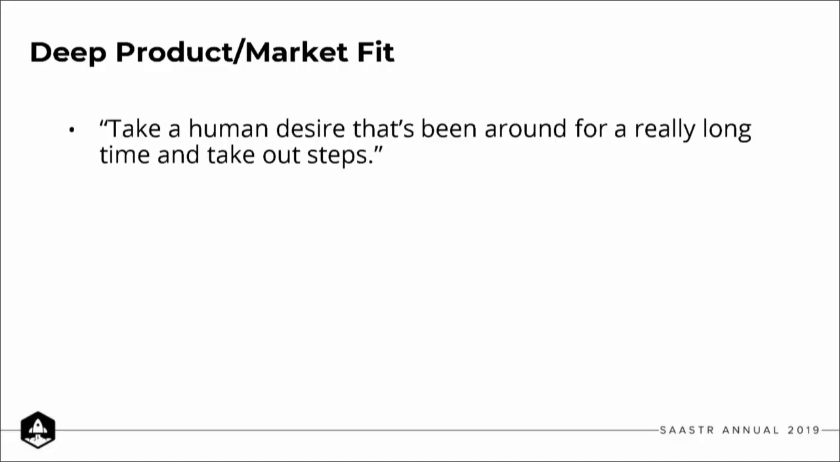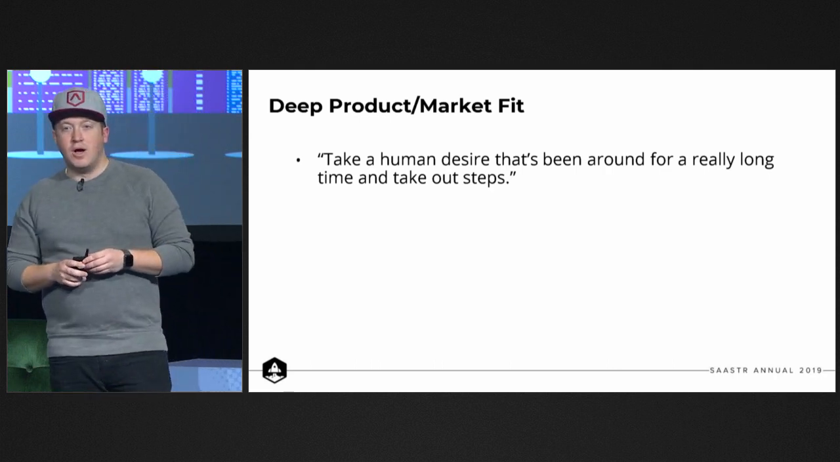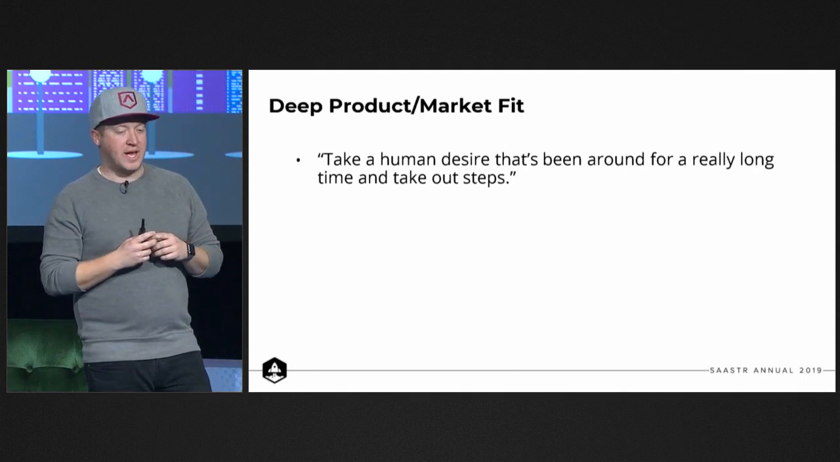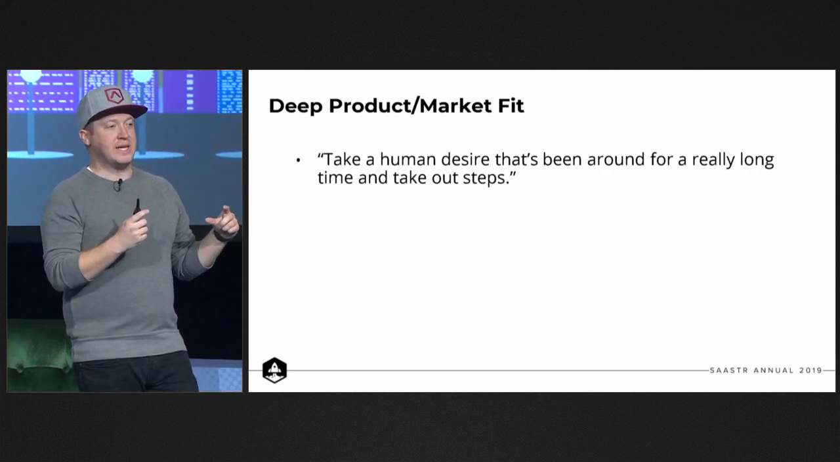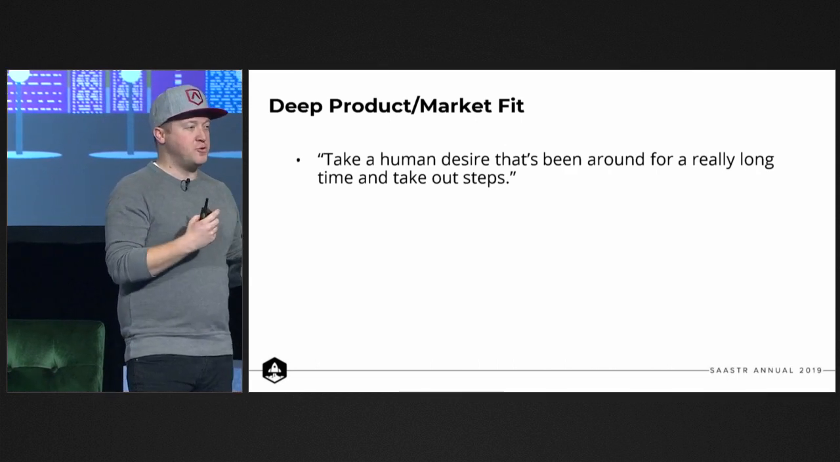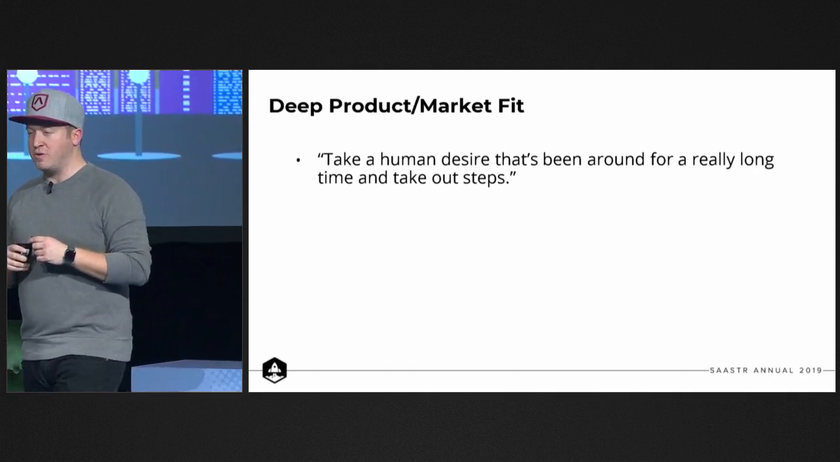The first thing that I think about is Ev. So Ev, the founder of Blogger and Twitter and Medium, he described it this way: take a desire that's been around for a really long time and take out steps. So the first aspect of obtaining that deep fit and driving CAC down is to find a need that is very, very visceral, that is fundamental to the human experience, that is just at a very, very low level.